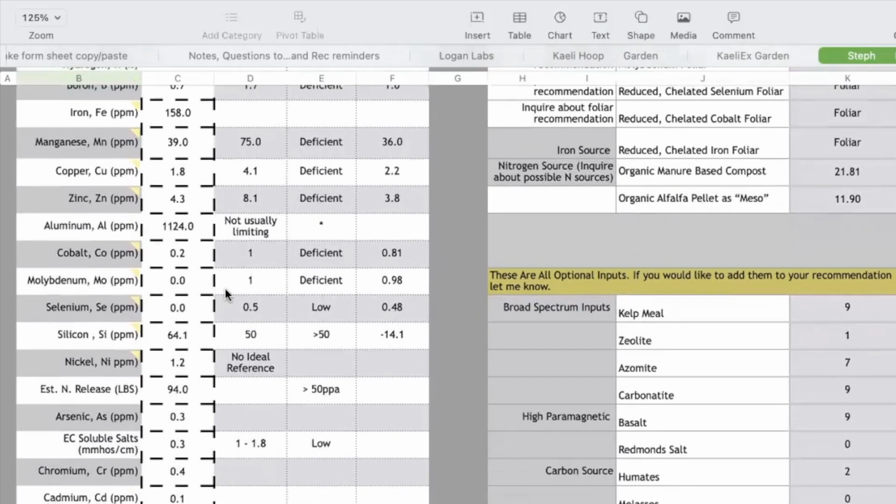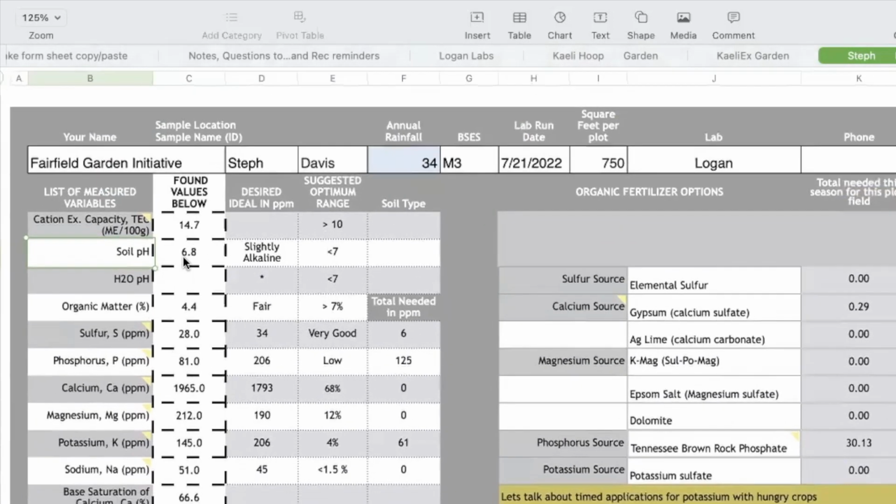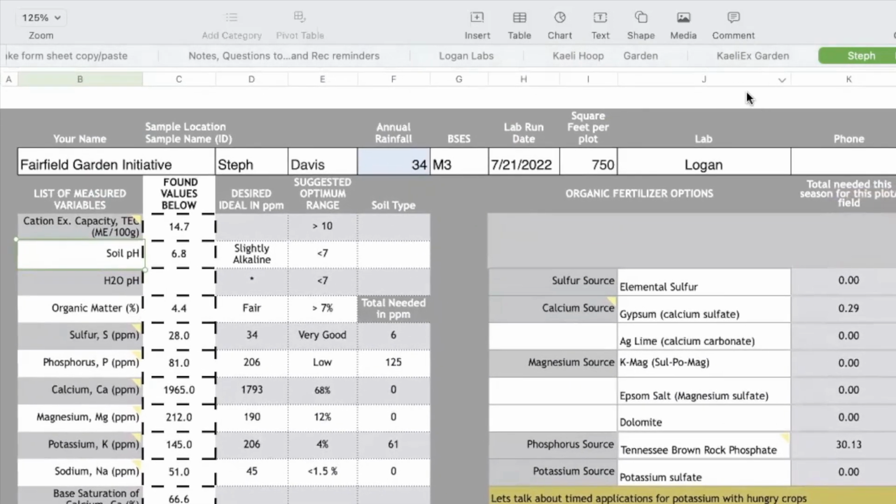Same with the cobalt and molybdenum. And this is like most of the soils that I see here in our area, they are going to have low selenium, low molybdenum, and low cobalt, unless they're specifically adding those. Okay. And now let's see here.